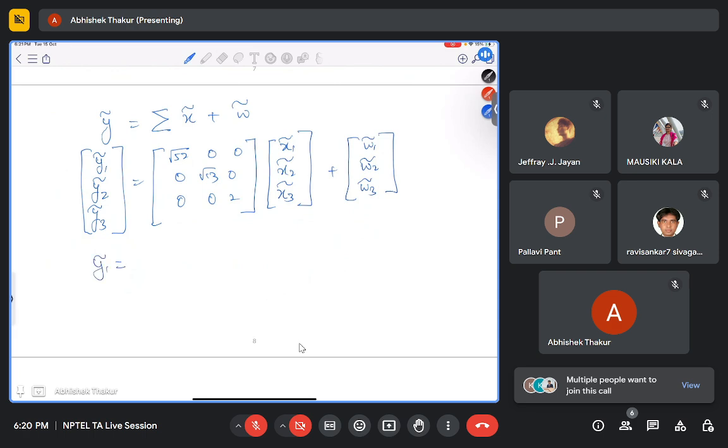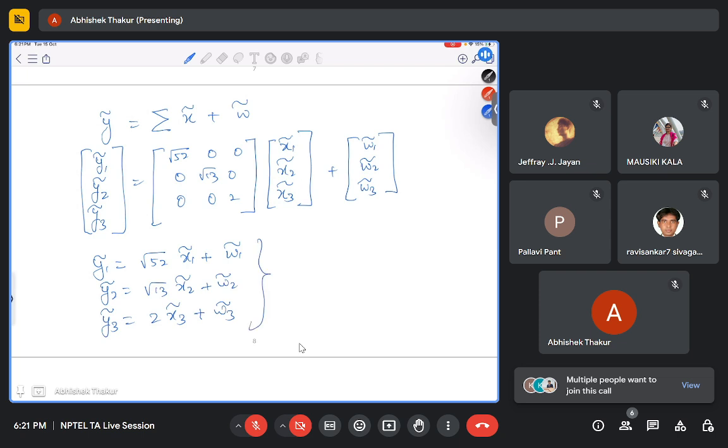So this we can break also, that will be y1 equals root 52 x1 plus w1 tilde, and y2 will be root 13 x2 plus w2 tilde, and y3 will be 1 times x3 tilde plus w3 tilde. So these are the three channels that are forming the spatial multiplexing.